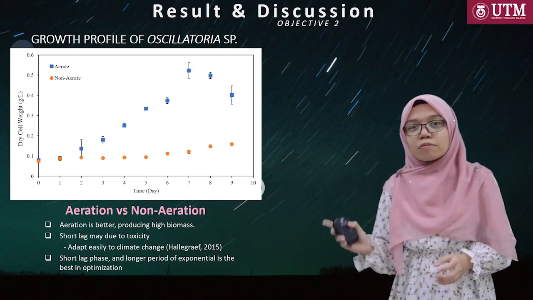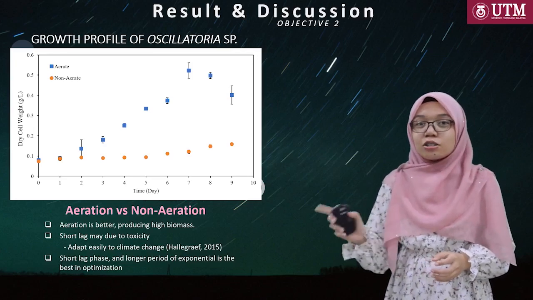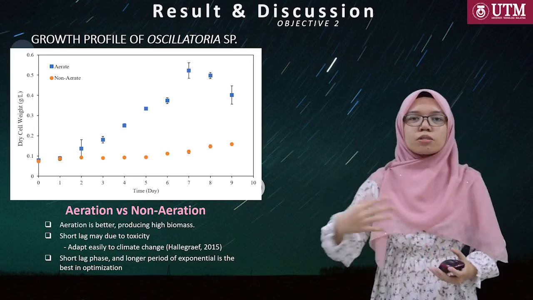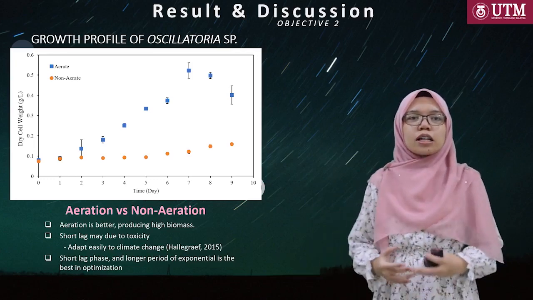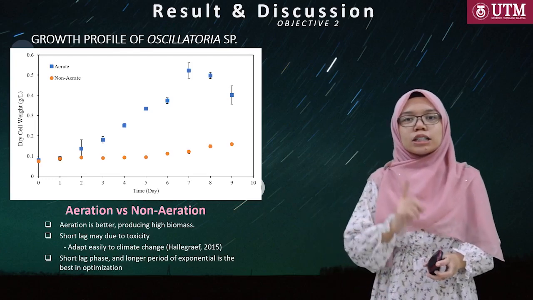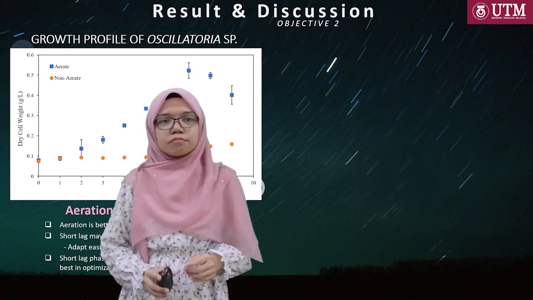Plus, if you see in the graph, there is a shorter lag phase. The short lag phase may be due to the optimized condition, which allows the microalgae to adapt easily to the climate change. So, for onward study, Oscillatoria was cultured in aerated condition.